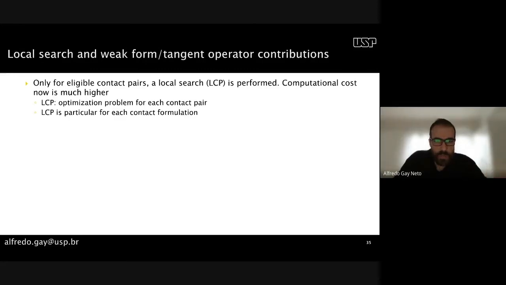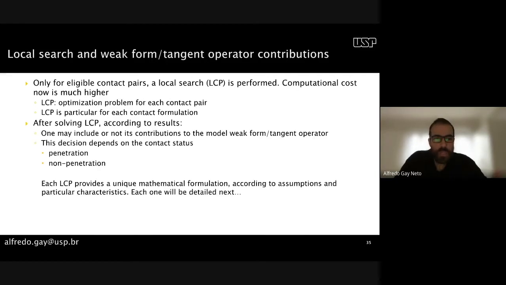Then, since we have these candidates, we have eligible pairs. We go to the LCP, the local contact problem, for example master-slave schemes or master-master schemes. After that, we decide if we have penetration or not. This decision can be made by looking at the flag I mentioned, usually the dot product flag, which gives us this answer. So you need to find a way to know if you have a penetration between bodies. If you have penetration, you cannot permit it, so you activate contact contributions. On the other hand, if you don't have penetration, just let it be, and do not include anything in your weak form with respect to that specific contact pair.